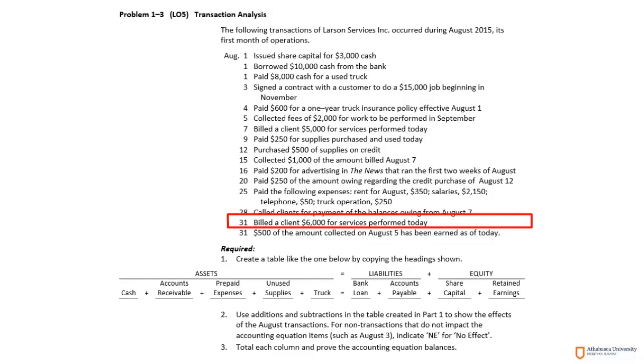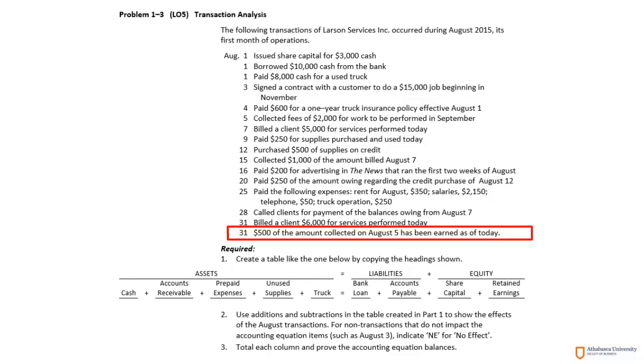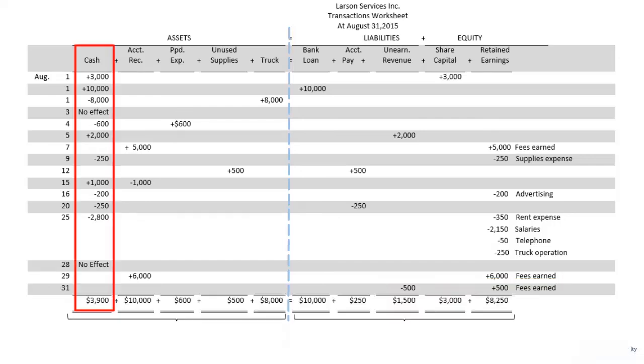On August 31st, a client was billed $6,000 for services performed today. An asset, accounts receivable, has increased because a revenue has been earned. The final transaction shows that $500 of the amount recorded as unearned revenue on August 5th has been earned as of today. Unearned revenue, a liability, has decreased because less is owed to the customer. Fees earned, a revenue account, has increased. Revenues cause equity to increase.